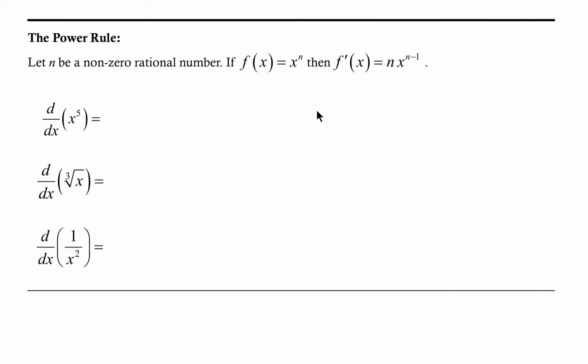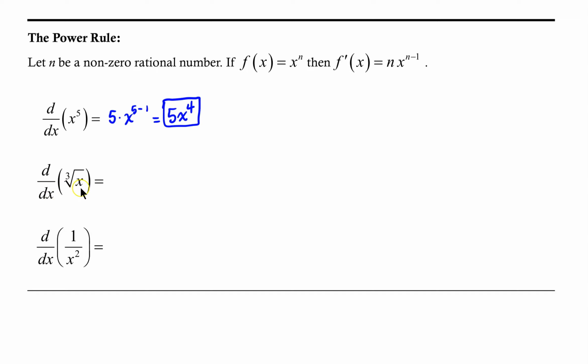So in our first example here, we're finding the derivative, or d dx, derivative with respect to x of x to the 5th power. So in this instance, 5 is our non-zero rational number. And so we have x to the 5th, then f prime of x is going to be 5x to the 5 minus 1. So it would look something like this. 5 times x to the 5 minus 1 power, or we could simplify that a little bit and call that 5x to the 4th.